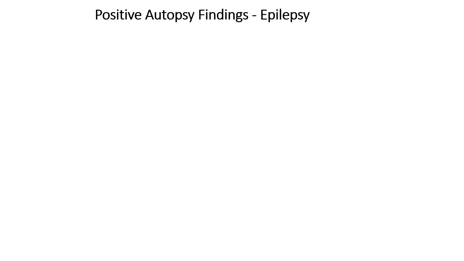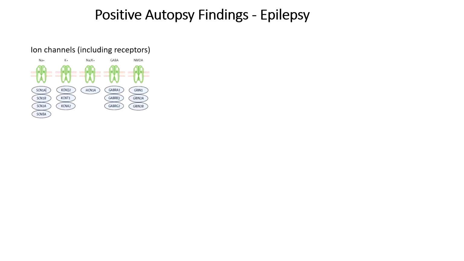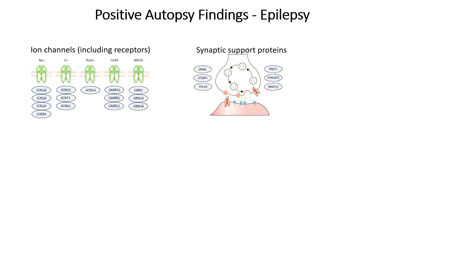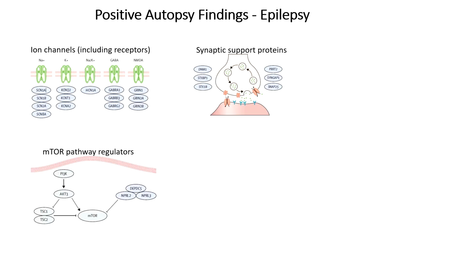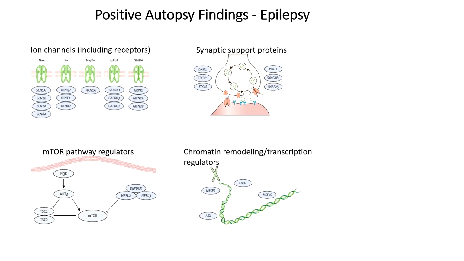When autopsy showed death due to seizures, we analyzed genes known to be associated with dominant inheritance of epileptic disorders. Genes we analyze can be characterized into 4 groups. Ion channel genes, such as sodium, potassium, GABA receptor, as well as NMDA receptors. Second group is genes involved in synaptic activities. Third group is gene products involved in mTOR pathways. And the fourth group is gene products involved in chromatin remodeling or transcription regulations.